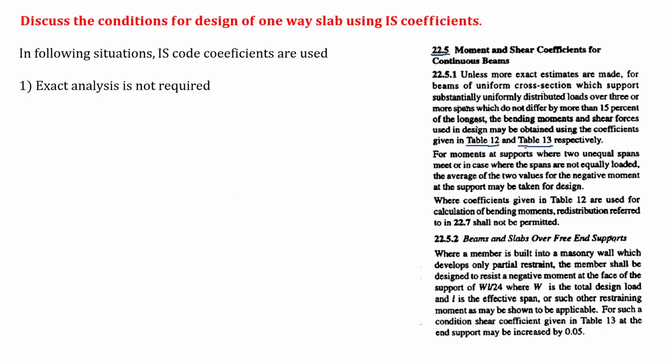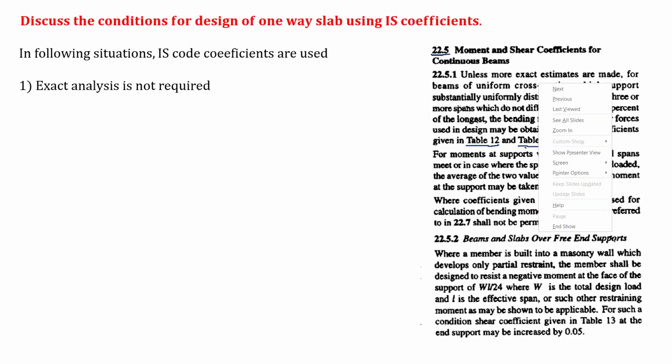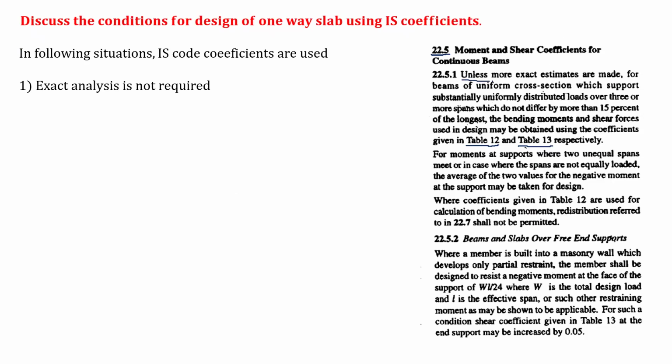First, exact analysis is not required. You can see it is mentioned over here: unless more exact estimates are made. That means if we are not going for exact analysis, we can use this method. Second, minimum three spans are required, which support substantially uniformly distributed load. So I can mention it again: minimum three spans. And here they have mentioned three or more spans.